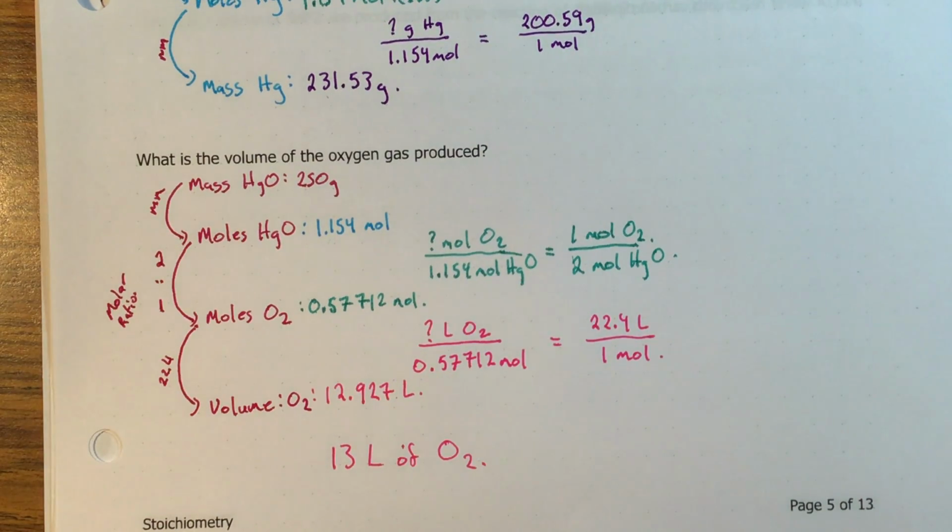There you go. We've just done almost the most complicated stoichiometry questions. Limiting reagents are more complicated. But in the first section, these are the most complicated questions that you're going to get.